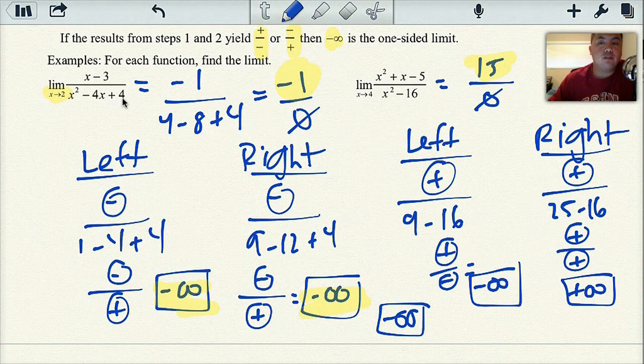Now, as I told you, you have to check if they match. In this particular case, they don't match, which means the answer is D and E. Okay? And then just one example for you all.